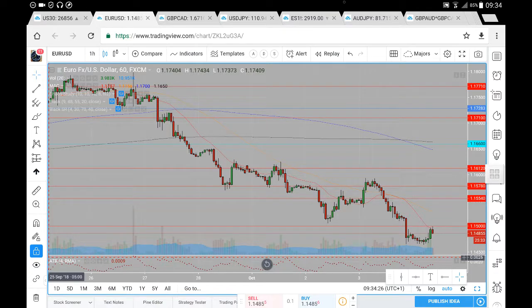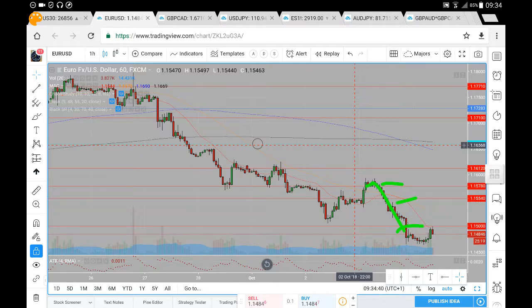So this is the euro dollar analysis for Thursday the 4th of October. Now let's have a look at the prices and where prices may likely go. Here on the euro dollar, we've seen some sell momentum come into the market, taking us through the 1.1578, 1.1554, and more recently that 1.15 here on the euro dollar.